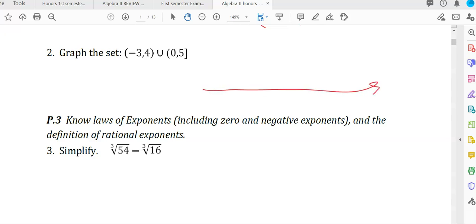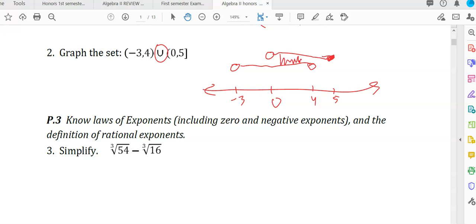Graph the set. So if you have it ordered like a number line, let's put some of these values there: negative 3, 0, 4, and 5. So from 0 to 5, something like that, closed circle. From negative 3 to 4, something like this, open circle. Okay, so union means not just the intersections. The intersection would just be this, right? Just from 0 to 4, not inclusive.